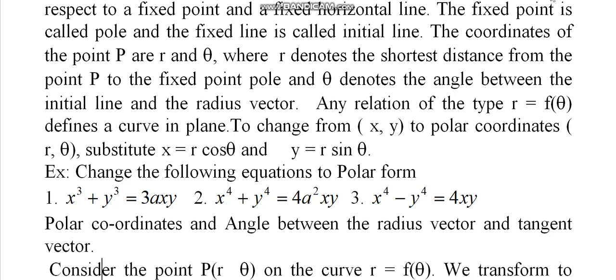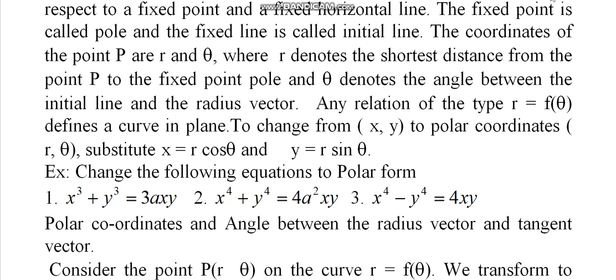So we have discussed polar coordinates. Polar coordinates consist of two coordinates. One is r, which we call the radius vector, and another one is theta. Theta denotes the angle between the initial line and the radius vector. The radius vector is nothing but the shortest distance from the pole to the point P.